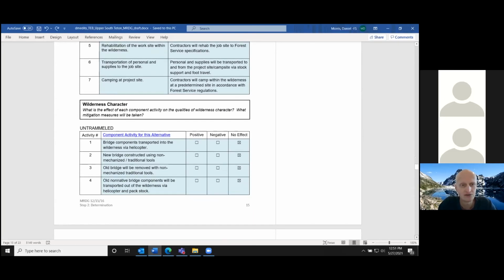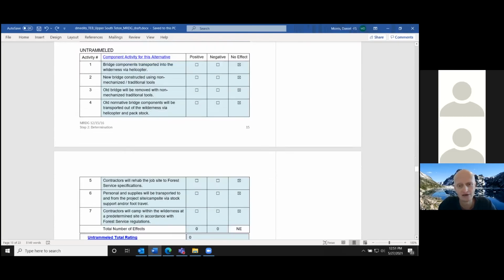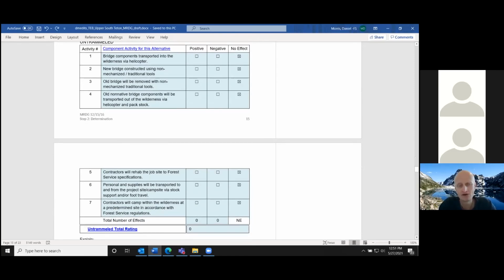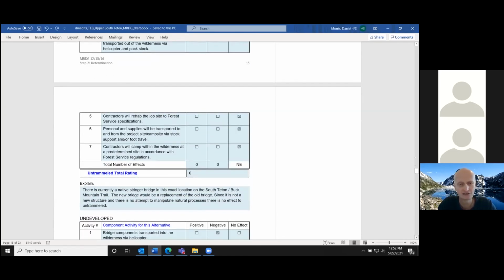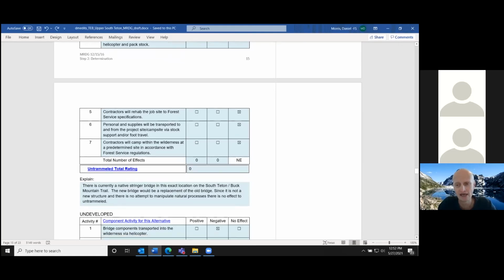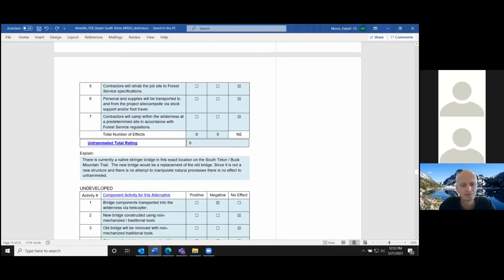And let's get into the effects to wilderness character. So we have no effect for untrammeled. Yes, we're taking action, but we're replacing an existing bridge. I would agree. We aren't intentionally trying to manipulate natural processes here.